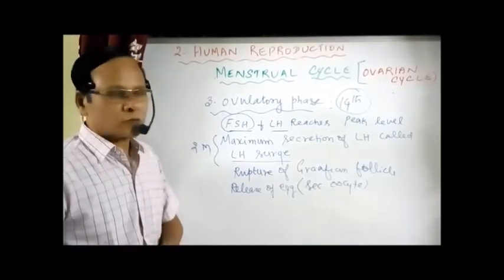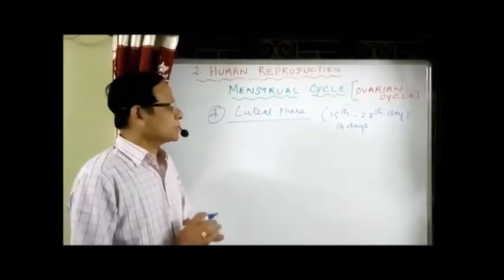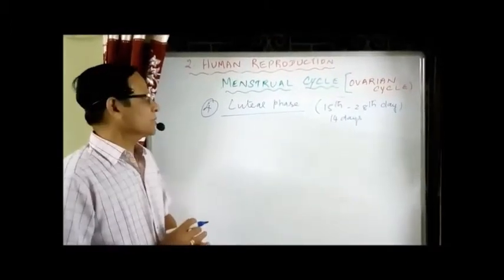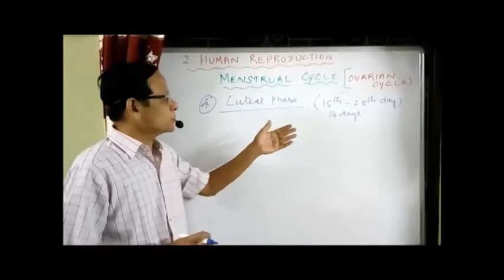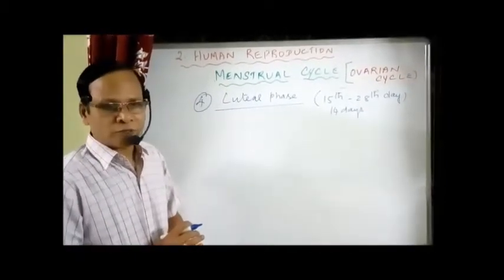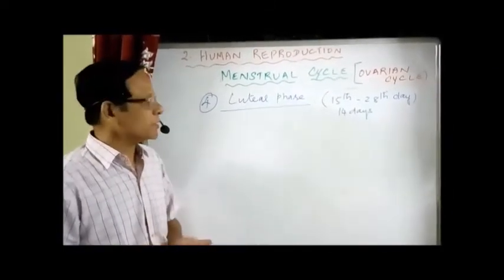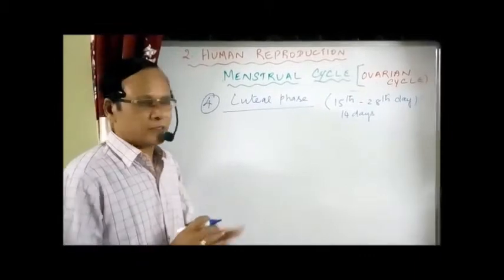Okay, we'll go to the next one, the fourth phase. Now the last phase of the menstrual cycle is the luteal phase. It is between the 15th and 28th day, roughly about 14 days. The follicular phase is about 10 days, and the menstrual phase is about 3 to 5 days.